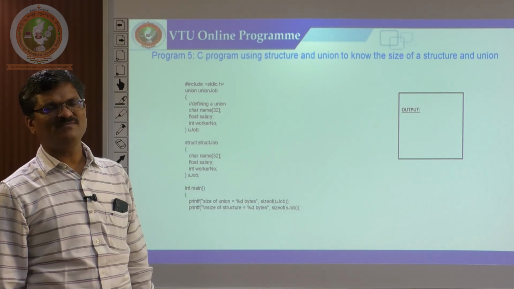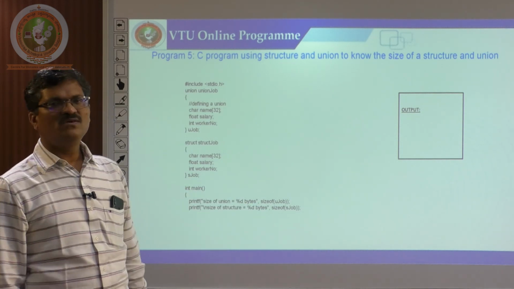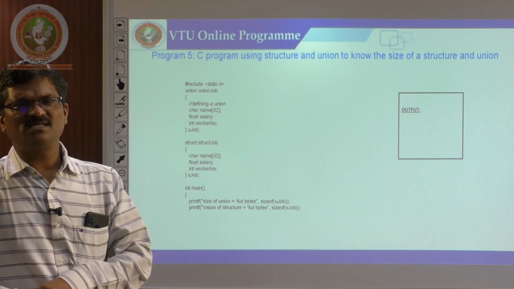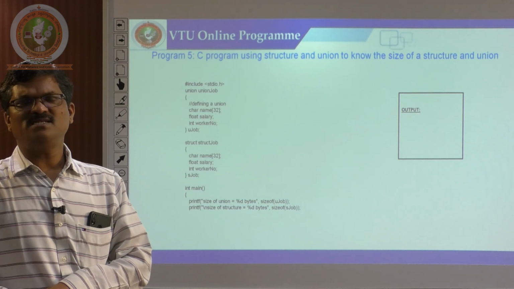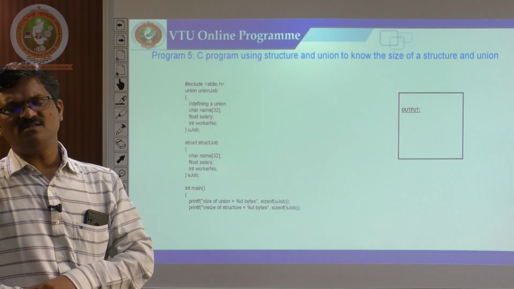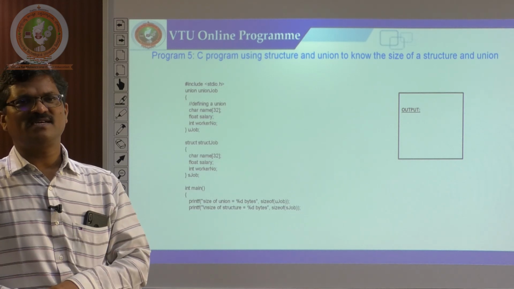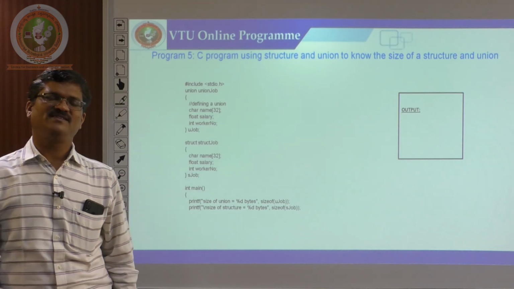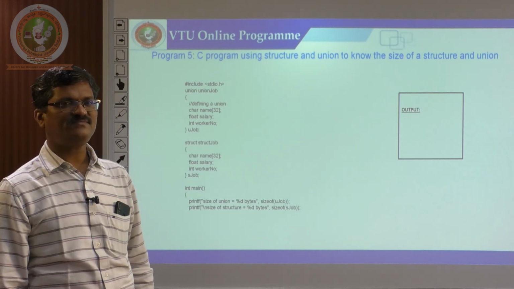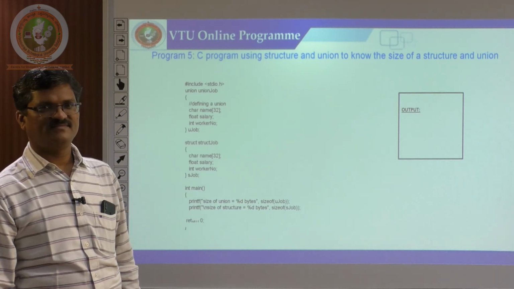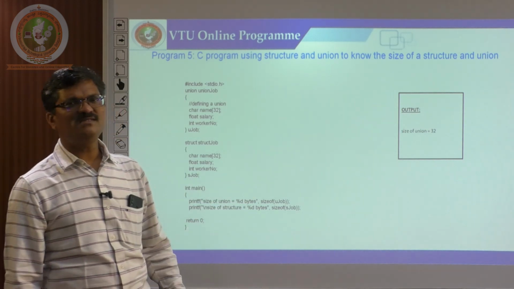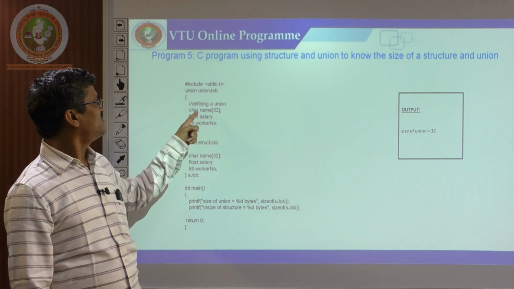So, what do you expect now? If you assume a character takes 1 byte, an integer takes 4 bytes, a float takes 4 bytes, and a double needs 8 bytes, with that assumption, what do we expect the size of the union and the structure to be in this case? See, the size of the union is 32, right.